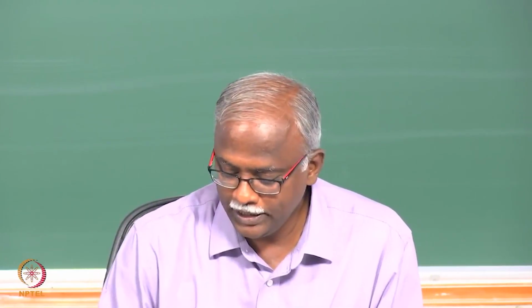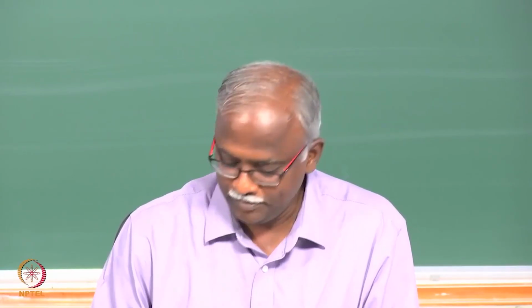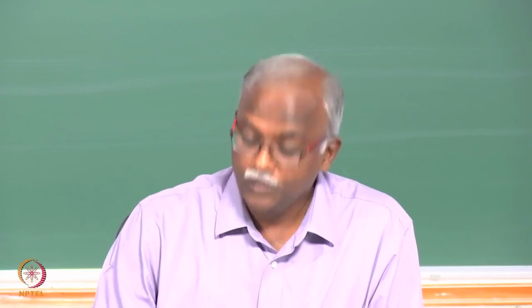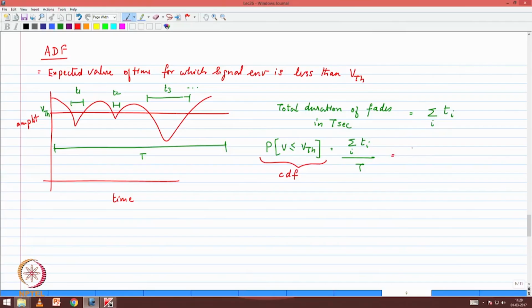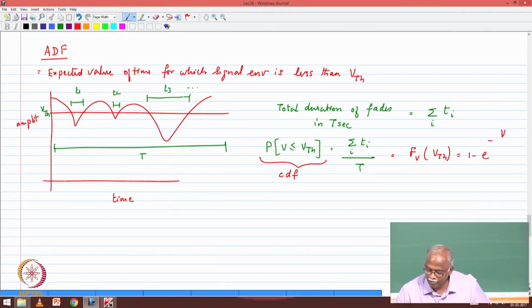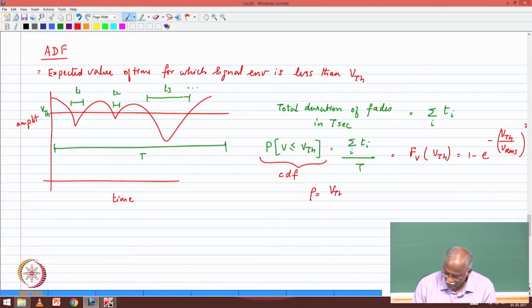But this is a quantity that we already know. Statistically it's a CDF, the cumulative distribution function, and we have a way of characterizing that. So this is nothing but FV, the CDF using V threshold as the parameter. This would be given by 1 minus e power minus (V threshold by V RMS) whole square. This is something we know from the statistics, and if rho is V threshold by V RMS, this is nothing but 1 minus e power minus rho squared.